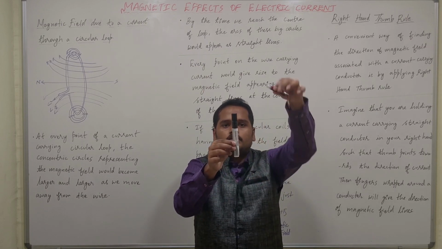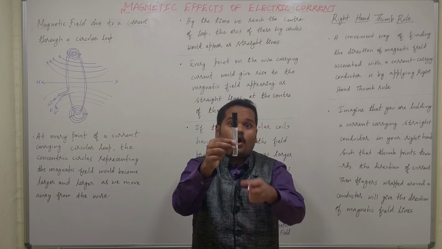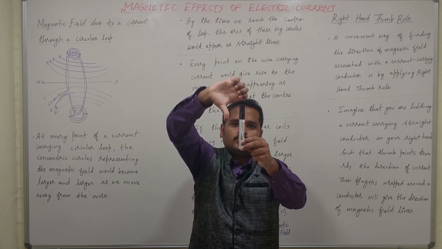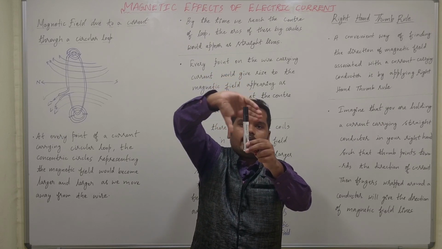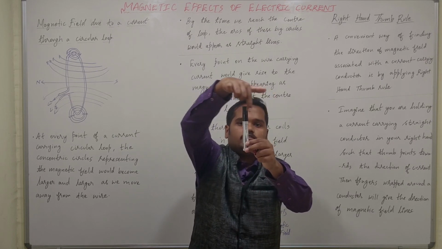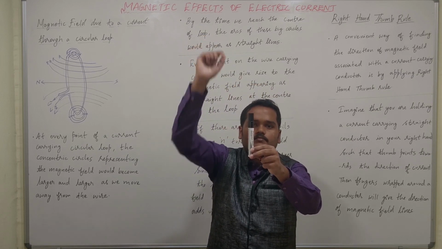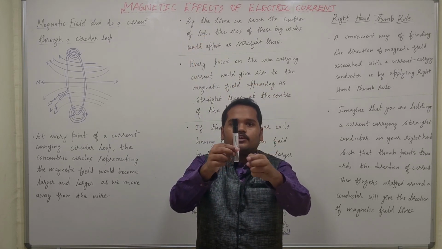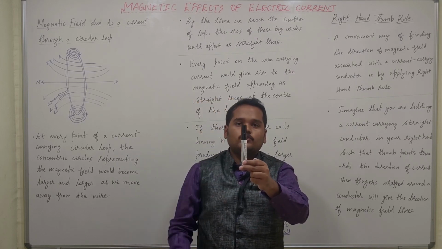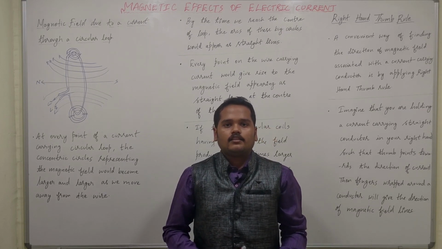Now let us assume the current is moving from top to bottom. So how do we place our thumb? This way. This is the direction of current. And the fingers wrapped around it indicate the direction of the magnetic field, which for me is the anti-clockwise direction. This also indicates that if you change the direction of the current, the magnetic field direction also changes. So this is the right hand thumb rule.